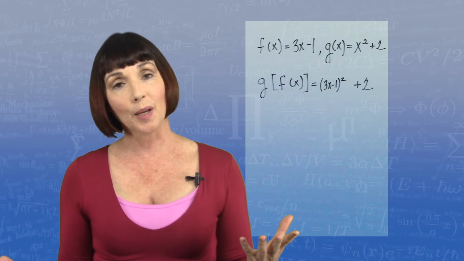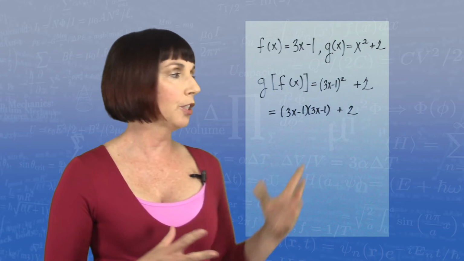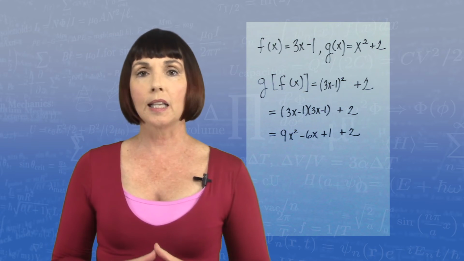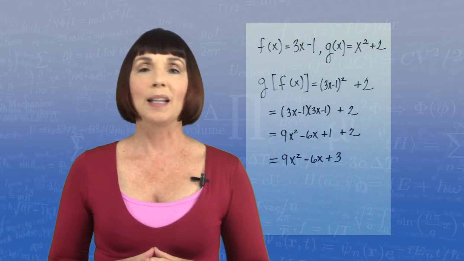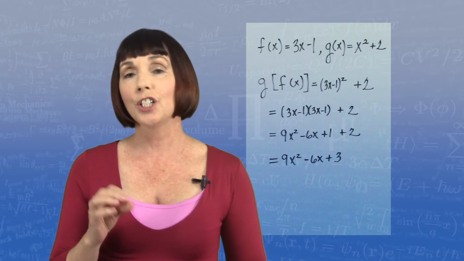Now we're back to algebra. So I have (3x minus 1) times (3x minus 1) plus 2. Multiplying out, I get 9x squared minus 6x plus 1 plus 2. So 9x squared minus 6x plus 3. This is the composite function g of f of x. You can evaluate composite functions at specific points, just the way you can evaluate any function at a specific point.